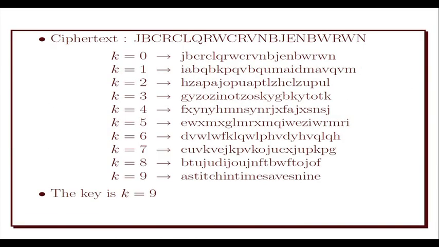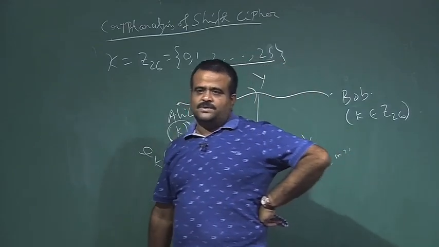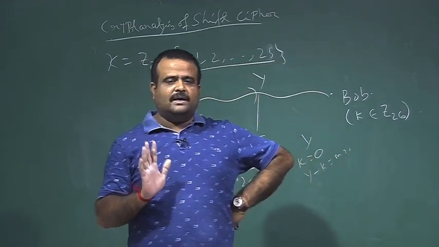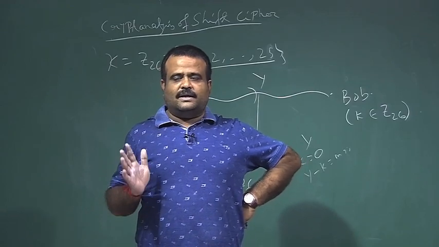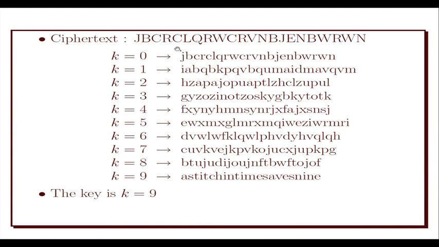Let us take an example. Suppose Alice and Bob are communicating with each other, and this is the ciphertext Alice sent to Bob. They are using the shift cipher. This is public. Oscar knows that they have used the shift cipher. The only thing Oscar does not know is the key, how much they have added, the value of k. So what will Oscar do? This is the brute force, or exhaustive search, way.